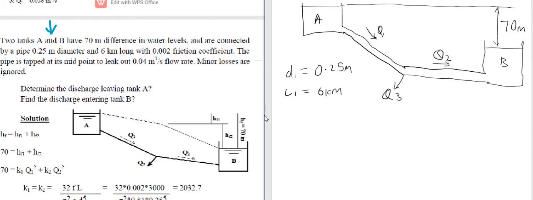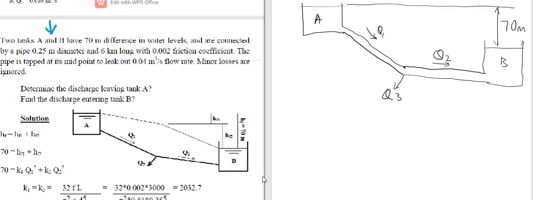with friction coefficient 0.002. F1 is equal to 0.002. Okay, the pipe is tapped at its midpoint to leak out 0.04 meter cubed per second flow rate. Minor losses are ignored. Determine the discharge leaving the tank A and find the discharge entering the tank B.